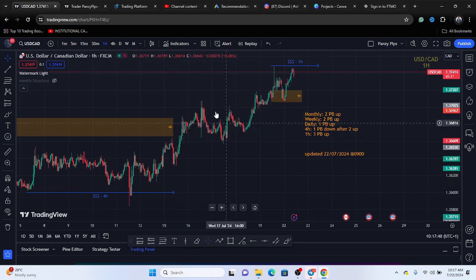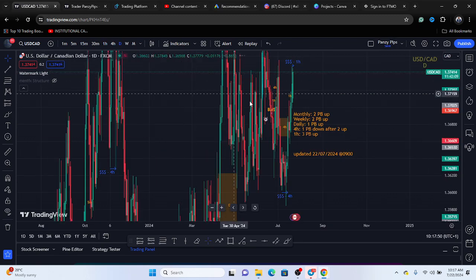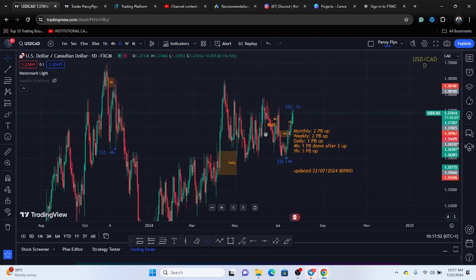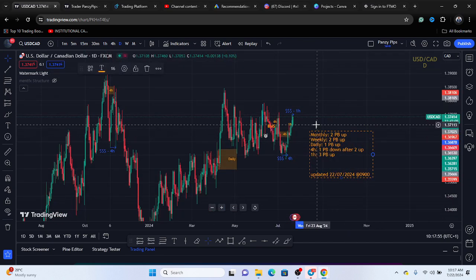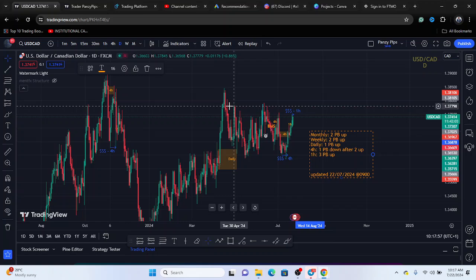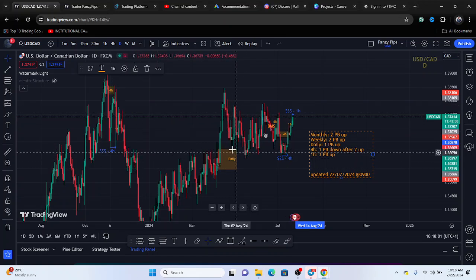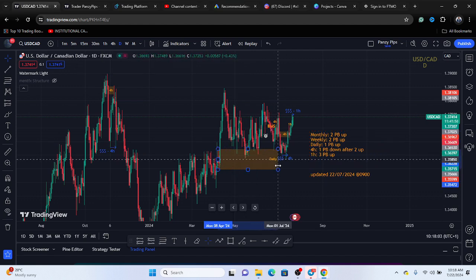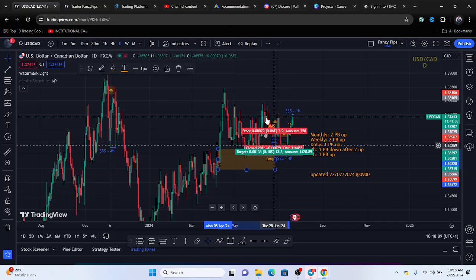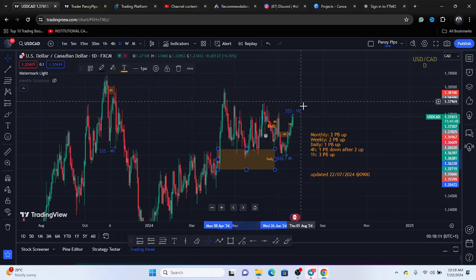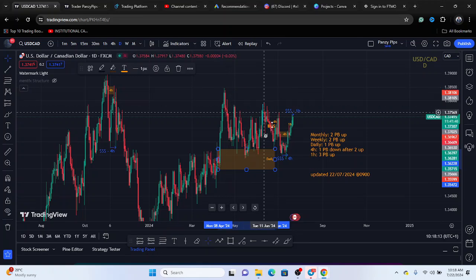Okay, let's go to the daily. On the daily, what do we have? Okay, so our daily perspective is still the same. Still on this 1 PB up, and we are holding on to it. Our daily liquidity target is up here, so eventually you will see prices go all the way up to this point. So on the daily, no change.